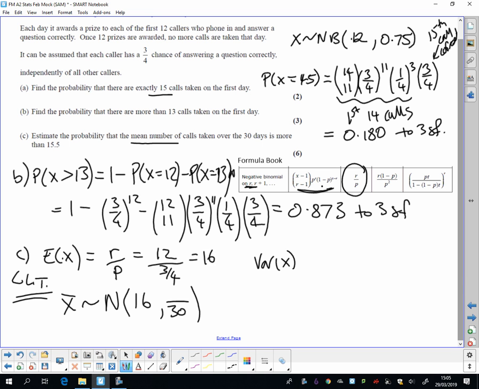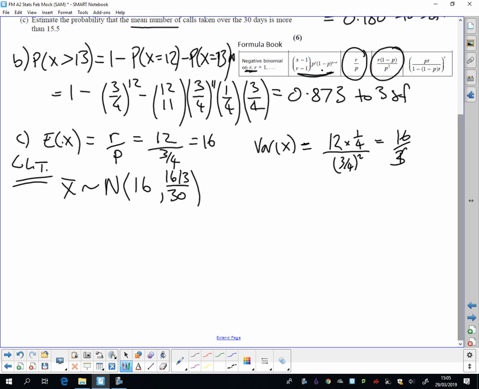So therefore we're also going to need to work out our population variance. So that's our variance for our negative binomial. So the formula again is in the book, that's this one here. So that's R times 1 minus P divided by P squared. If we work that out, that's 16 over 3. Okay, so our variance for our normal is 16 over 3 divided by 30. Okay. And what did we want to know? We want the probability that the mean number of calls is more than 15.5.